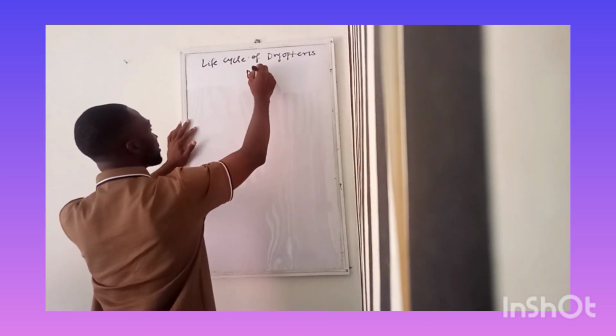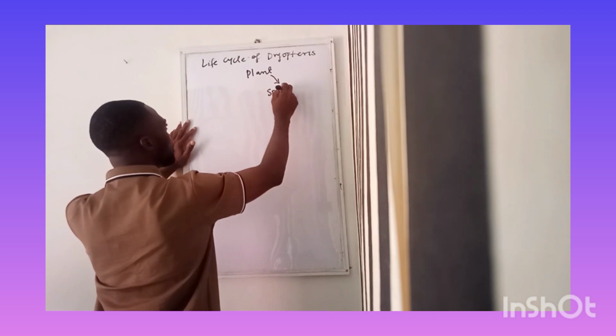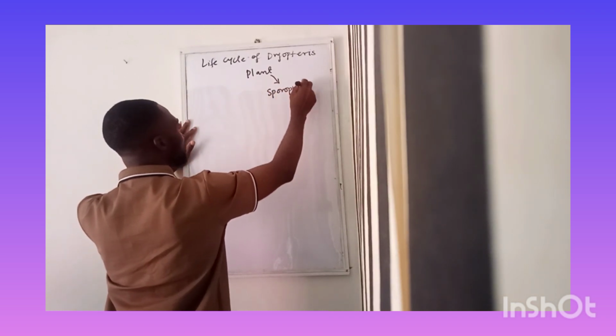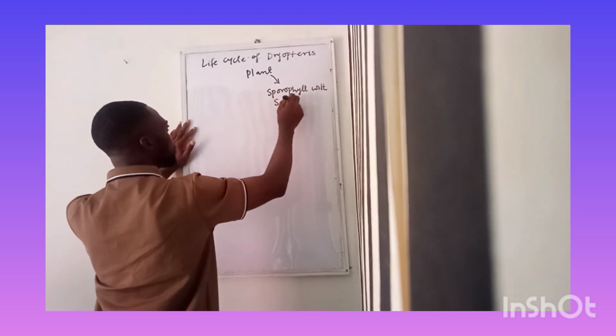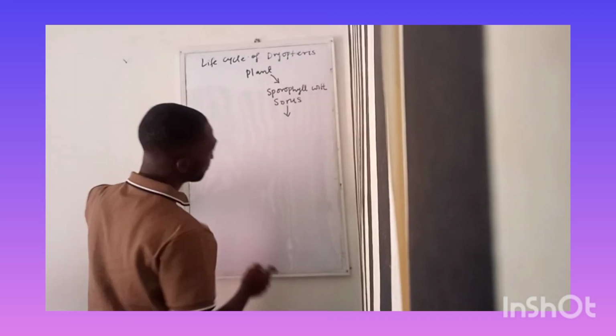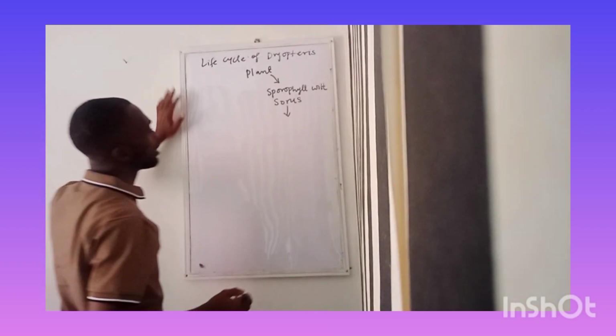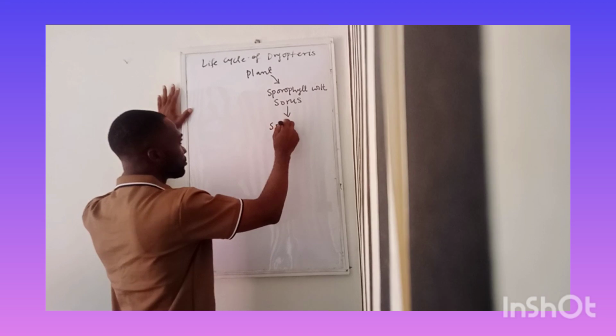This is a plant, then sporophyll, with sorus, then what's it called again? Sporangium.